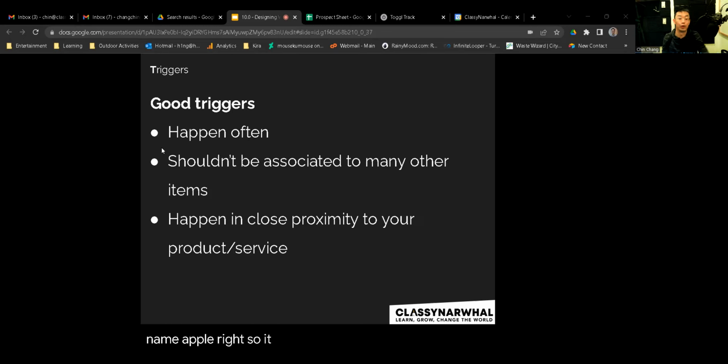So it should not be already associated with another prominent brand. It should generally also happen in close proximity to your product or service. So I'll give you one example of a bad trigger.